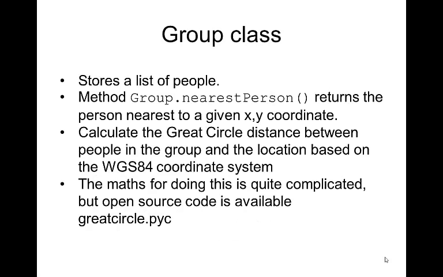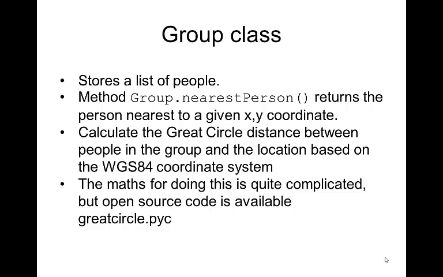I am brushing over this quite broadly, as you probably appreciate; the practical will run through this in greater detail. Our third class is a group class, which stores a list of people. We're going to implement a method called group.nearestPerson, a nearest person method, which will return the nearest person in our list to a given XY coordinate. In the example here, I think I actually changed it to make it simpler in the practical. In this example, I used the great circle distances because we're working on WGS84.